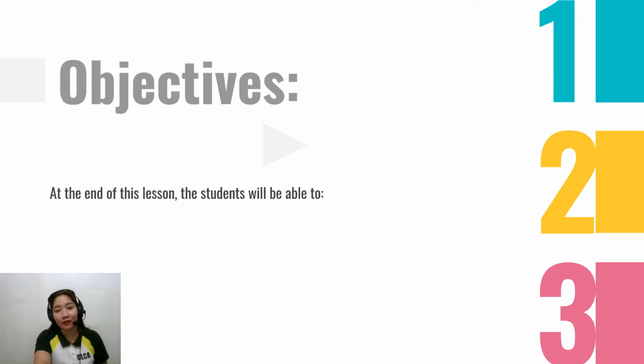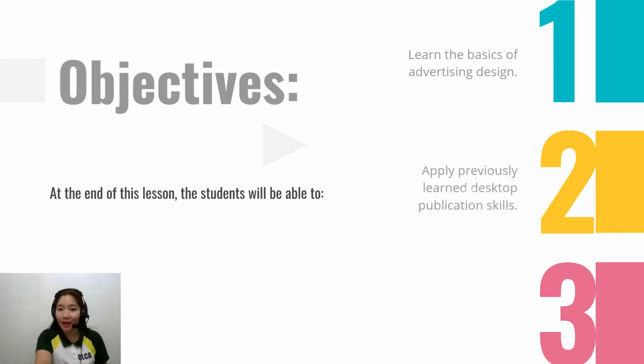Nowadays, you can pay for airtime or a small space in the World Wide Web. Okay? However, class, the best way to start advertising is with a classic poster or an advertising sign. So, for this week, class, we are going to have a print advertisement. So, here are our objectives. At the end of this lesson, the students will be able to learn the basics of advertising design, apply previous desktop publication skills, and create an advertisement.